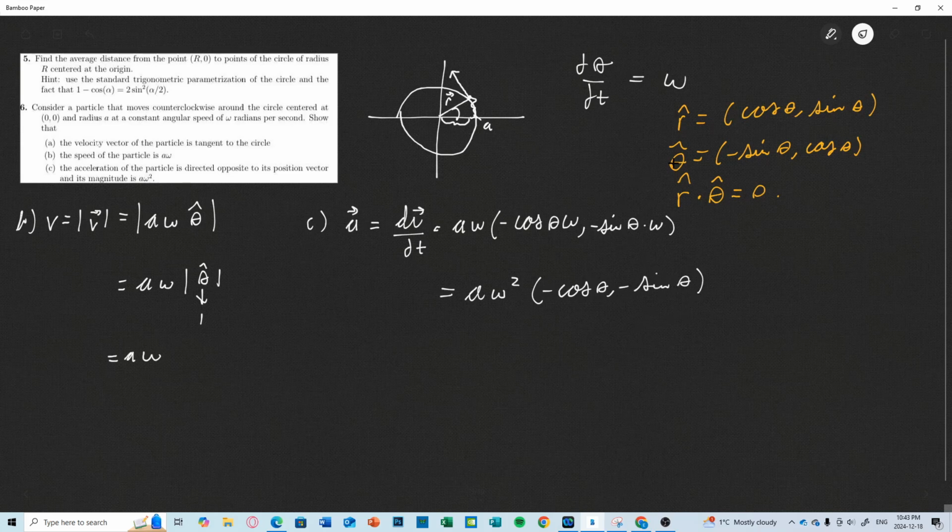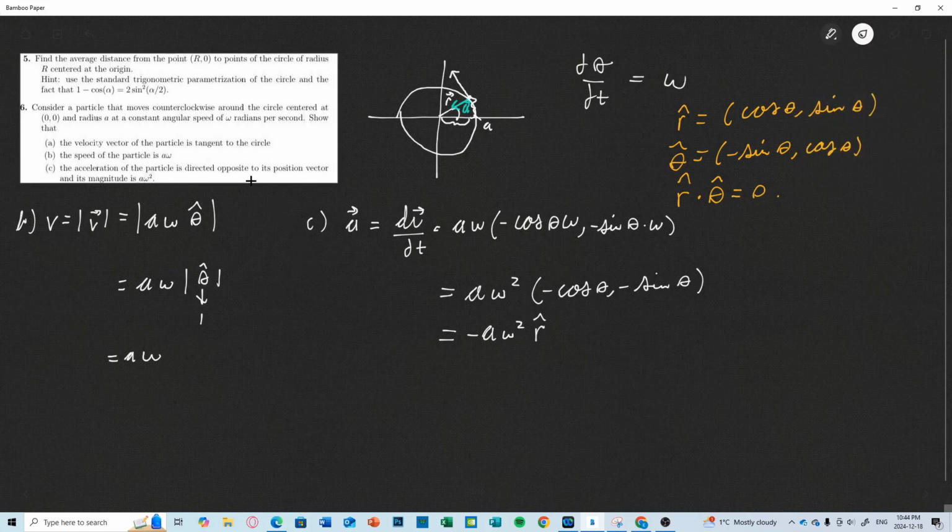And now if we take out the negatives, this will become negative a omega squared just multiplied by the r unit vector, meaning that this is oppositely directed than the position vector, because the position vector is going to be pointed up and to the right, while our acceleration is going to be down to the left because of the negative sign there.